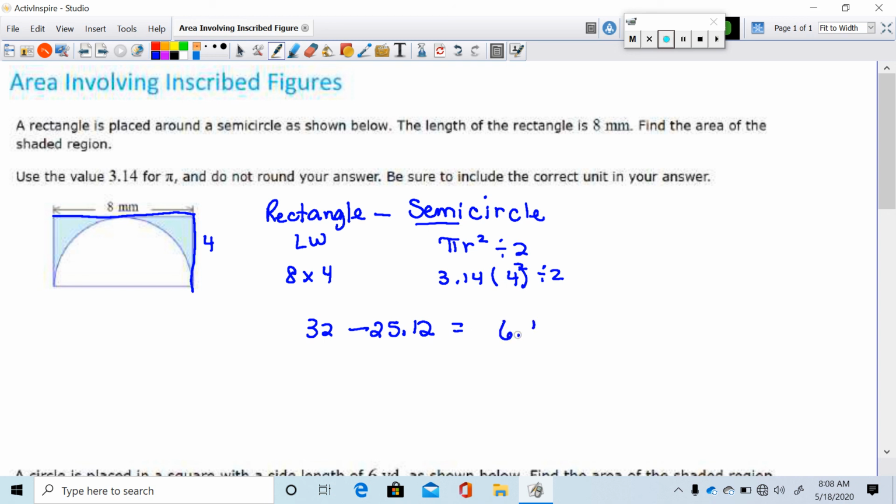You get 6.88 millimeters. And because it's area, it is squared. So that's the area of the shaded region.